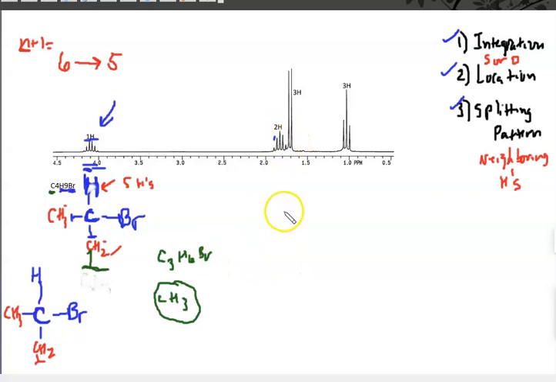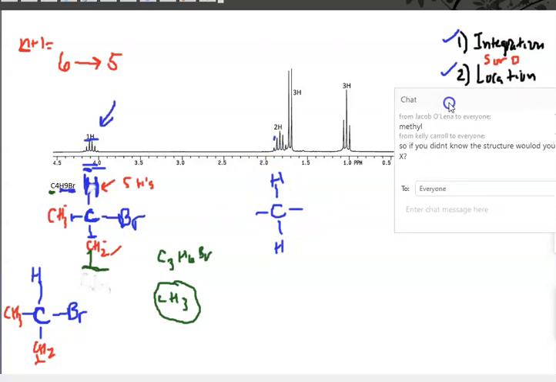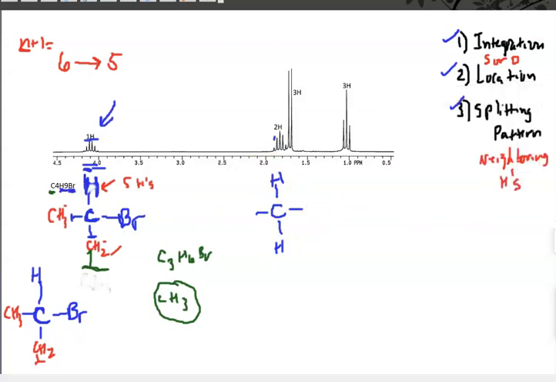The next one, again, carbon with 4 groups. First, I start with the integration. There's 2 hydrogens, so I'm going to draw the 2 hydrogens. You can draw them however you want, either up above each other or side to side. So if you didn't know the structure, would you just put an X? Yeah, yep, that's exactly right. You would put an X.